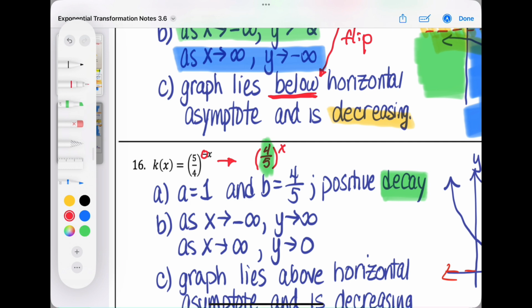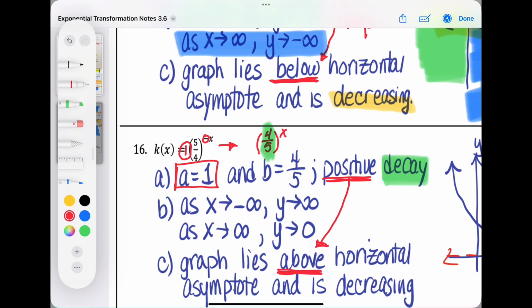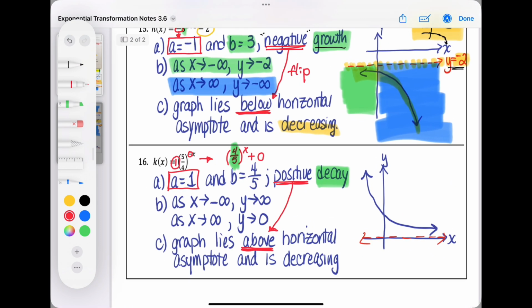Now, activate the eagle eye. What will be my leading coefficient? That will be a positive 1. So therefore, that will be positive. And positive tells me my picture will be above the horizontal asymptote. Now, you may ask, what is my horizontal asymptote for this one? You do not see anything, so that will be 0. So you have your horizontal asymptote, y equals 0. Because it's a decay, I know the picture will be going down, and as you can see, that will be decreasing.